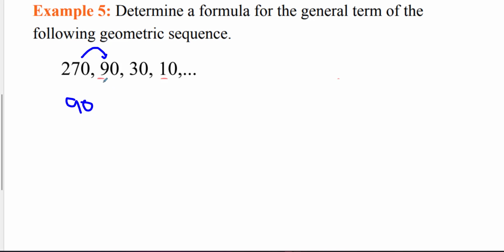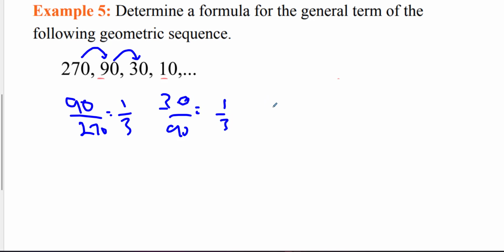Well, all you got to do is take 90 and divide it by 270. And what's 90 divided by 270? It's 1/3. Or 0.3333. Now, I'm going to do the same thing. 30 divided by 90. I also get 1/3. I'm going to do 10 divided by 30 just to make sure. And yes, the pattern is constant.